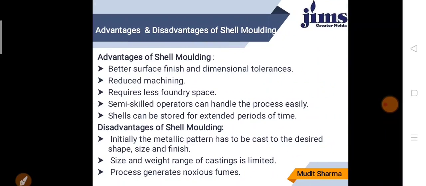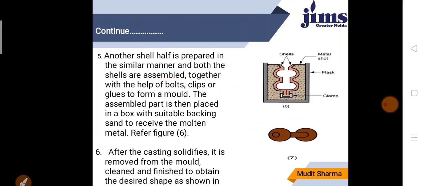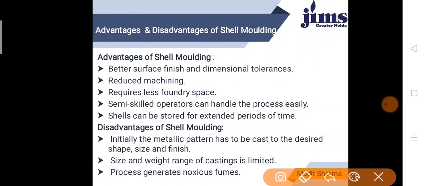These are the common advantages of shell molding. First is better surface finish, dimensional tolerance, and reduced machining. Actually, this is good enough. It requires less foundry space. A semi-skilled operator can handle the process easily because we don't require a highly qualified operator for this process. Shells can be stored for an extended period of time. So I hope you will understand what the common merits of shell molding are.